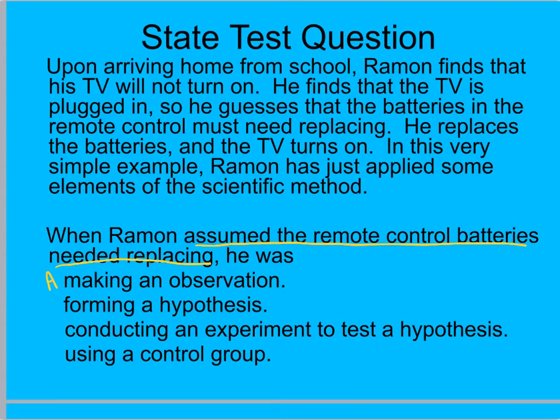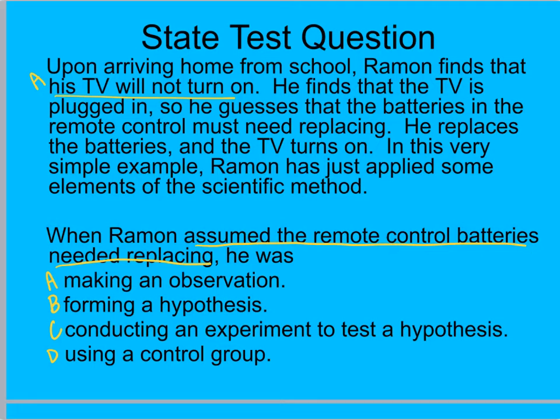A, making an observation. B, forming a hypothesis. C, conducting an experiment to test a hypothesis. Or D, using a control group. Okay, so the first thing that happened was Ramon found that his TV will not turn on. What is that? A, B, C, or D? That should be A. He observed that his TV will not turn on.